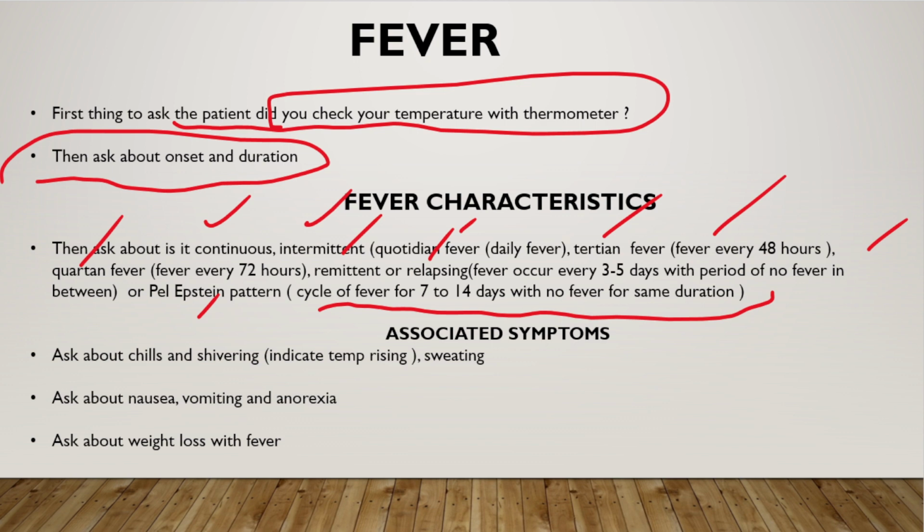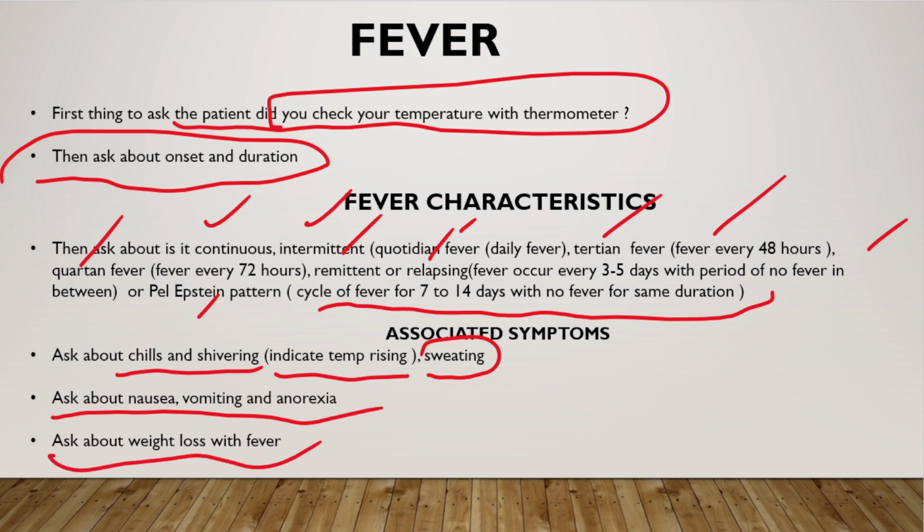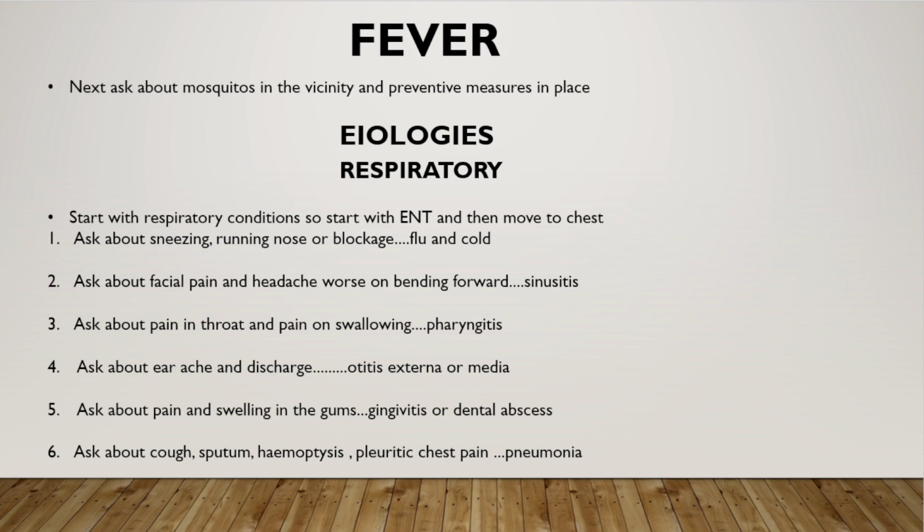Then we ask about symptoms associated with fever. If the patient is having chills and shivering, it means the temperature is rising. If there is sweating with it, it means the patient has fever lysis in between, meaning the fever is intermittent. When it goes away, the patient has sweating. Then we will ask about nausea, vomiting, and anorexia with fever, and weight loss with the fever. So these will be the associated symptoms.